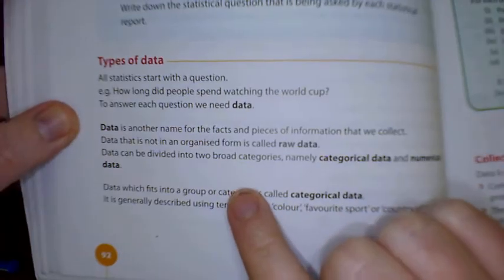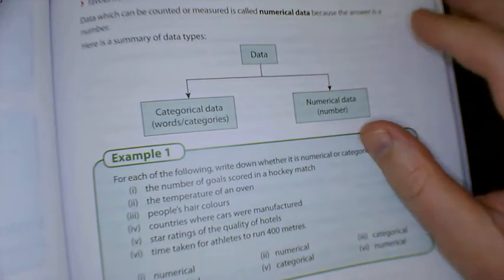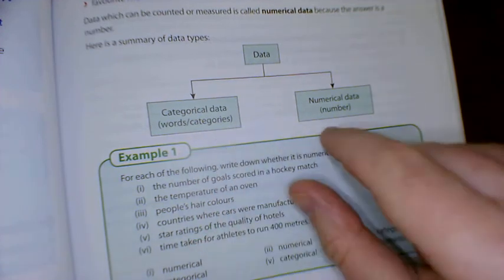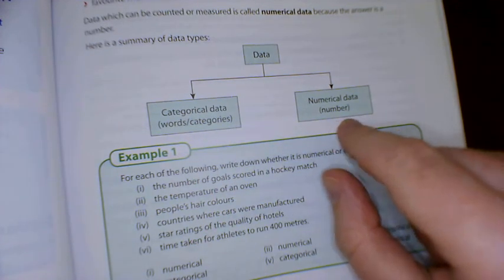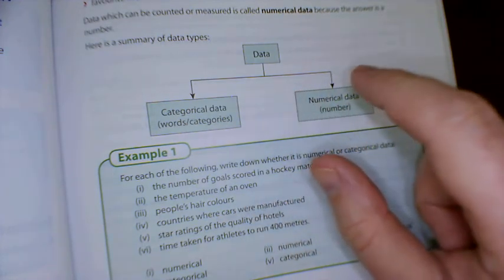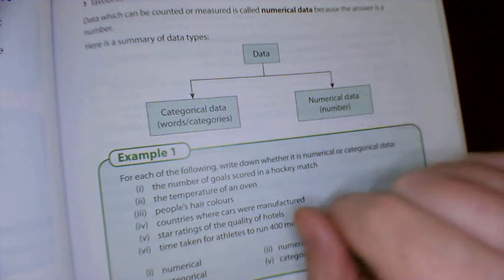It's talking about statistics questions that you would ask. It's going to talk about types of data that you'll get back. There's two types of data that you're going to get back. Again, I'll get you to read all this. You're going to get back words or categories, or you're going to get back numbers or number data. If you get back something that's words or categories, it's categorical data. And if you get something back that's numbers, it's numerical data.